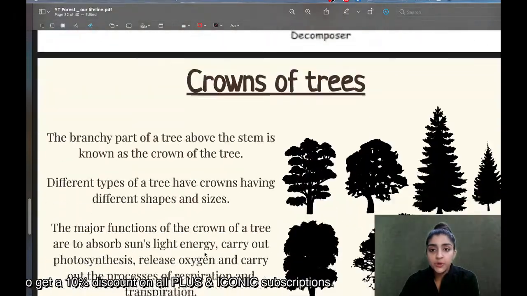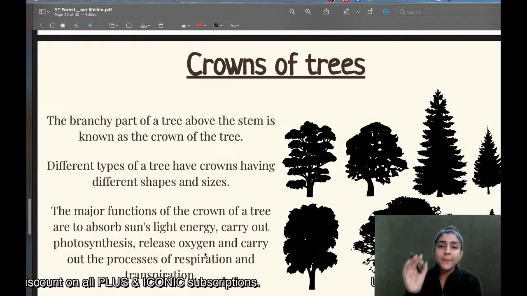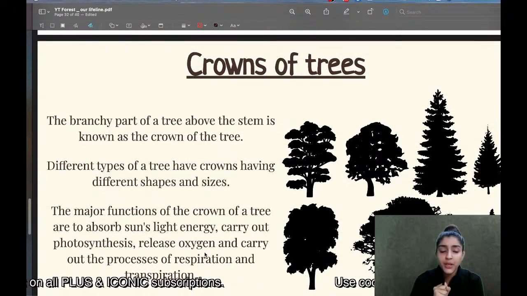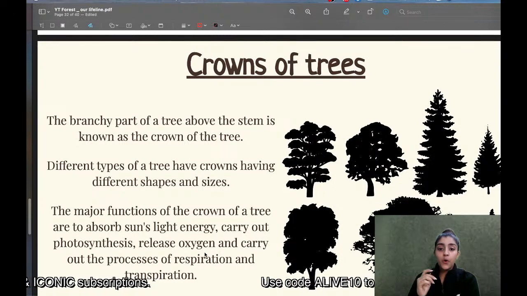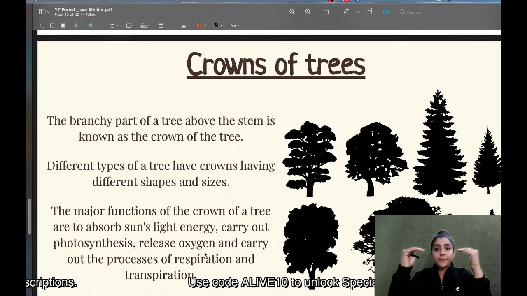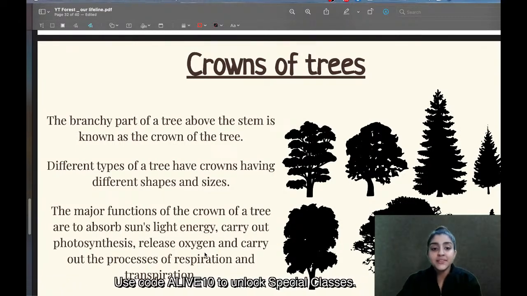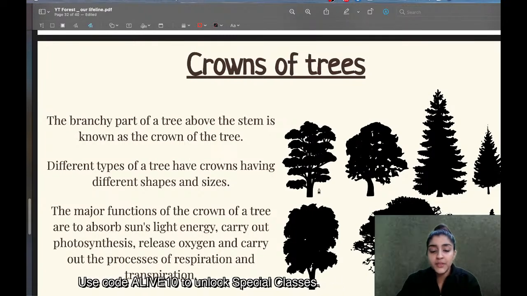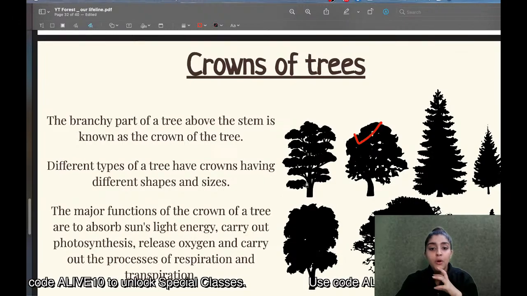So let me quickly come up on the major topics that you people have confusion in. Over here, as you can see, the crown of the tree. The part of the tree above the stem, which is branched out and has lots of leaves, is known as the crown of the trees. They are in different shapes and sizes, as you can see on your screen.